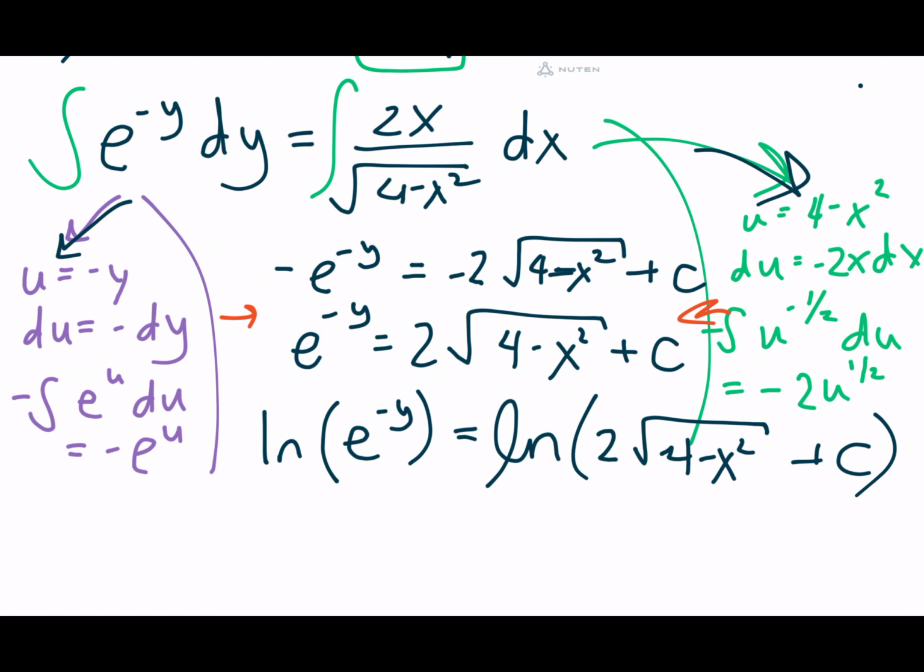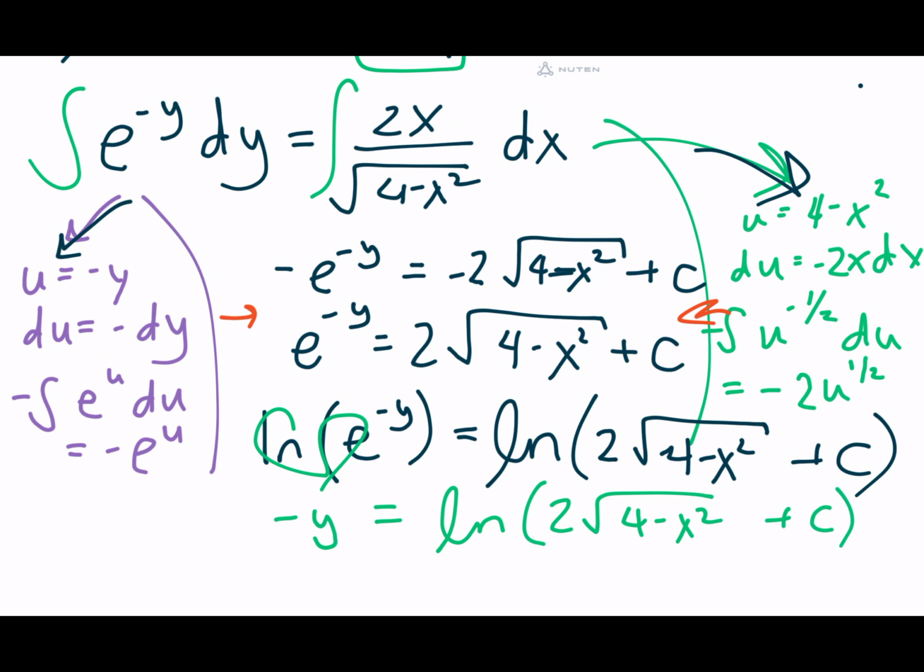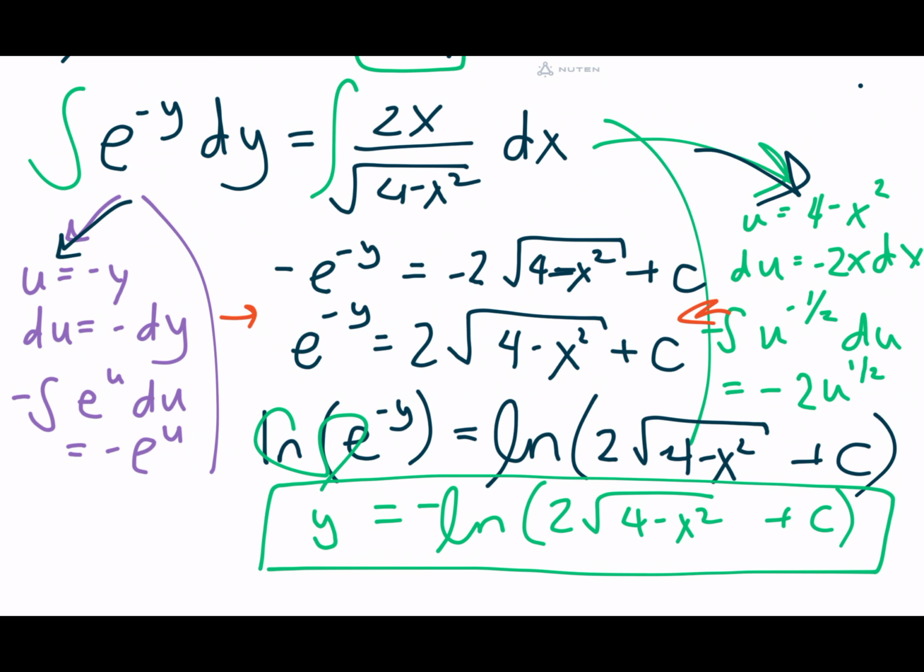Okay, and natural log and e love each other, so they run off together. So I'll have negative y is equal to natural log of all this crap, 2 times the square root of 4 minus x squared, plus c. Okay, inside those parentheses, inside the log. And then the last thing is just to get rid of this negative sign. And I'm going to be a little bit brief with it and use the magic of the whiteboard to get rid of it here and throw it in here. And that is my stupid, ugly answer, and we're going to call it a day.